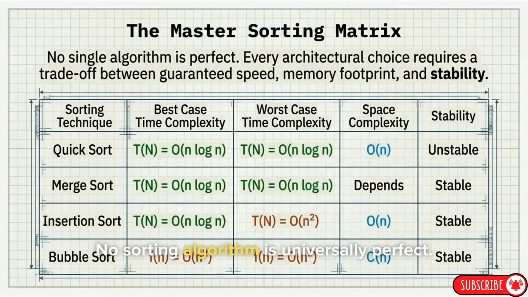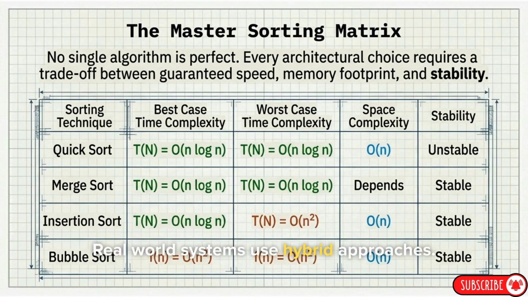No sorting algorithm is universally perfect. Every system has different constraints: speed, memory usage, stability, scalability, and data patterns. Merge sort offers predictable O(n log n) performance and stability, but requires extra memory. Quicksort is usually faster in practice and memory efficient, but poor pivot choices can hurt performance. Counting sort and Radix sort break traditional comparison limits and achieve near-linear speed under specific conditions.